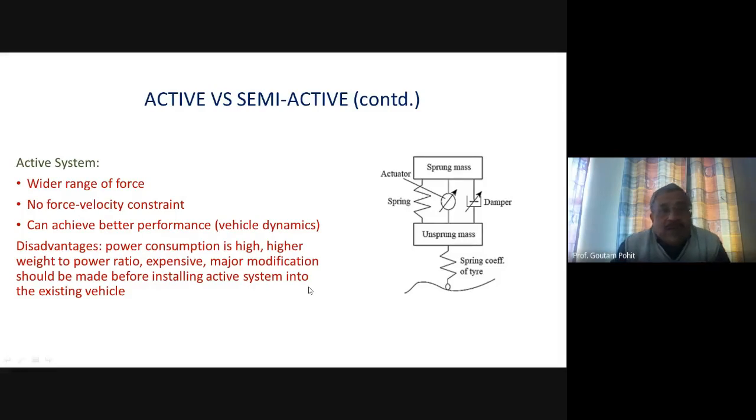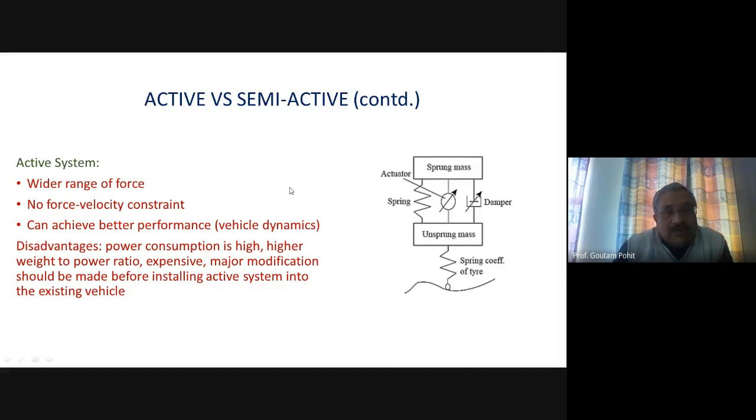Where is an active suspension system? See, this is the actuator I'm talking about. There is a damper here. Sometimes we put the damper, the spring, and there is an actuator which controls the motion of the spring mass. As it's receiving signals from the road undulation, it processes that, and accordingly it will give motion here so that the passenger can feel very comfortable.